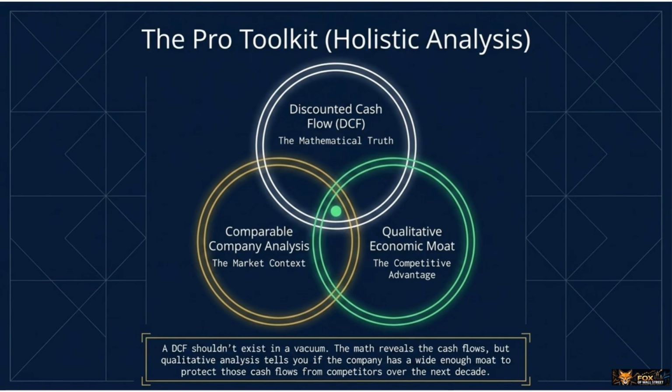Look, as incredibly powerful as a DCF model is, it shouldn't exist in a vacuum. The guide hits the nail on the head here. A DCF should always be combined with a comparable company analysis and, frankly, a qualitative assessment of a company's competitive advantages. The math can tell you exactly what the cash flows look like, sure, but the qualitative analysis tells you if a company actually has a wide enough economic moat to protect those cash flows from competitors over the next decade.